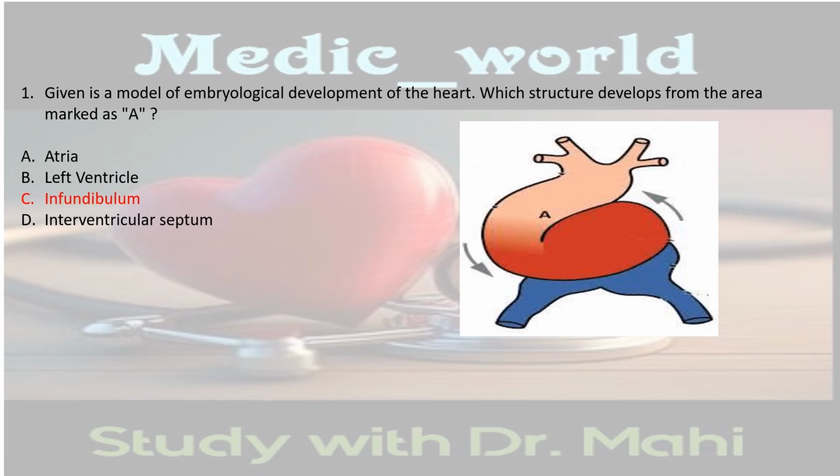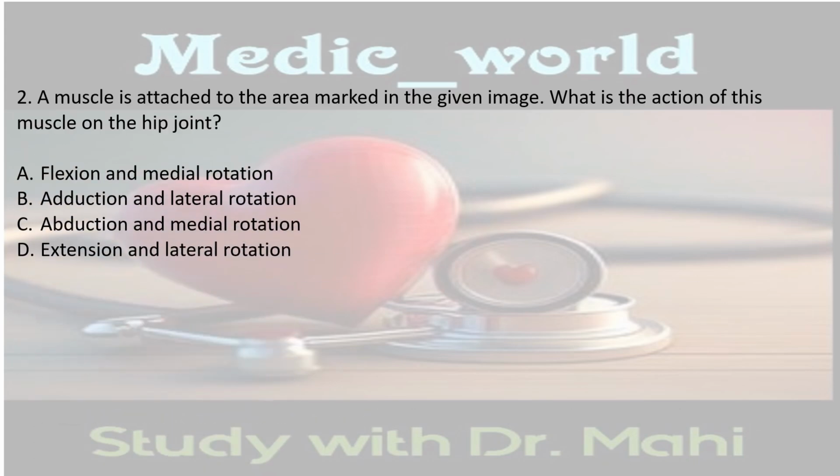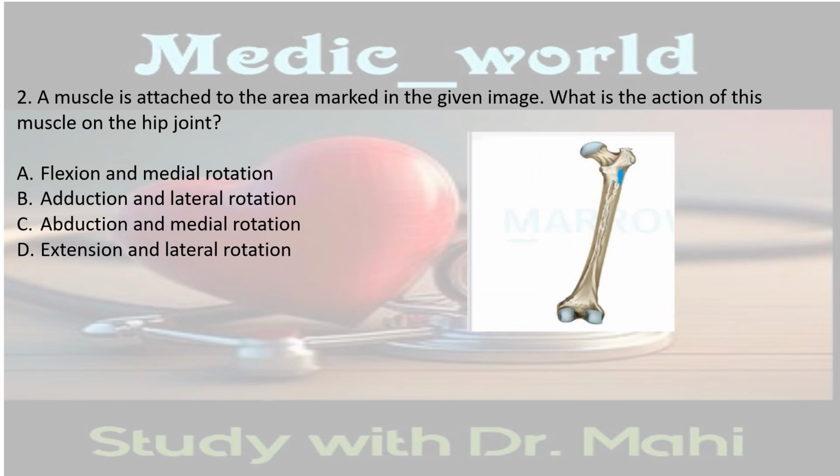Let's move towards the other question. A muscle is attached to the area marked in the given image. What is the action of this muscle on the hip joint? Let's see the image first. Here in the image, the area which is marked is the gluteal tuberosity, and the muscle that is inserted here is the gluteus maximus, which causes extension and lateral rotation of the hip joint. So the answer to this question is option D, that is extension and lateral rotation.